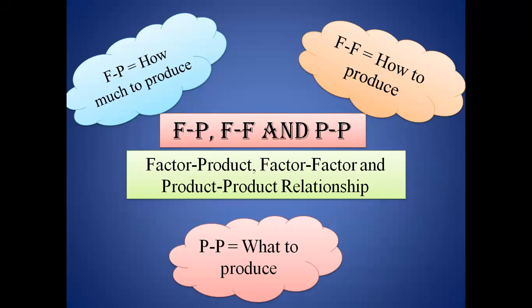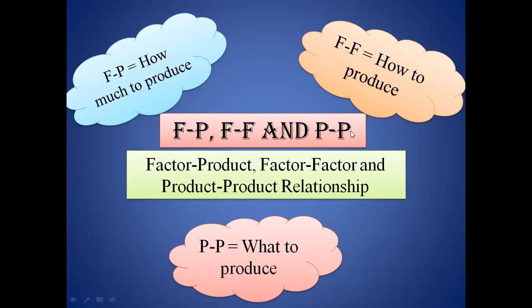Well, let me tell you, the management problem behind these 3 relationships is basically, for factor-product, that is FP, how much to produce, how much resource to use, and with that resource use, how much we can produce. Regarding FF, that is factor-factor, here the management problem is how to produce. That means the product is fixed, but how we can allocate our resources.